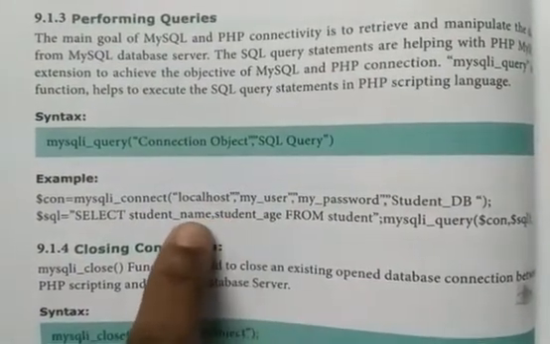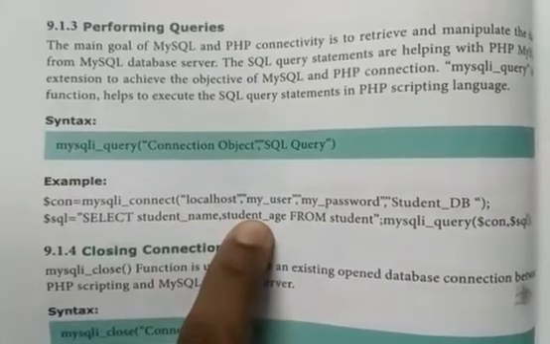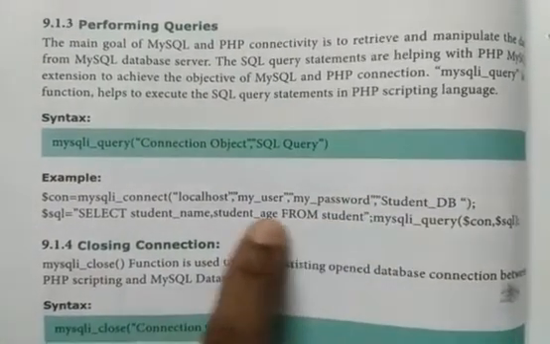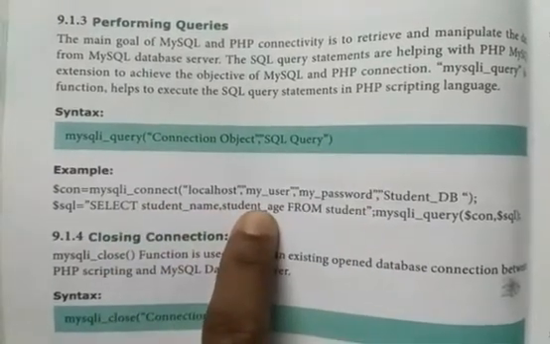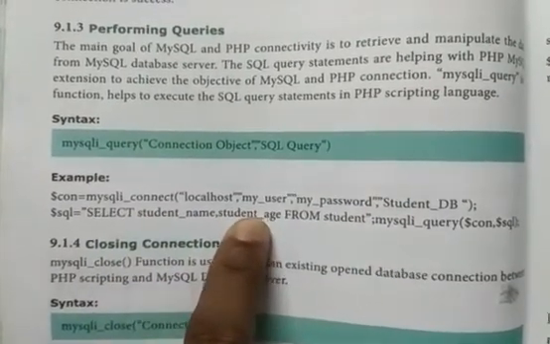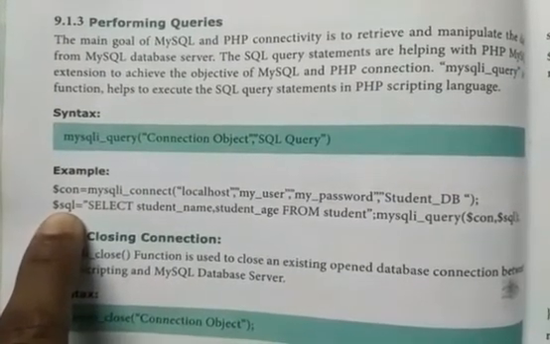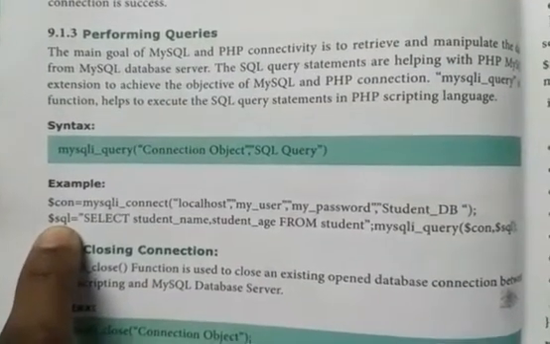What are we going to display? We are going to display the student name and age. From which table? From the student table. So from the student table, display the student's name and age. And those records are stored in SQL. So here $SQL is a variable which is used to store that query.